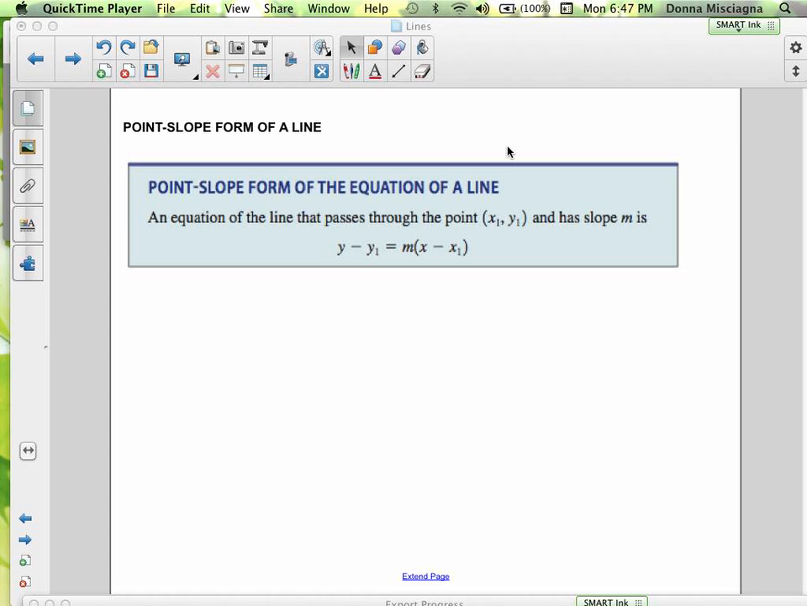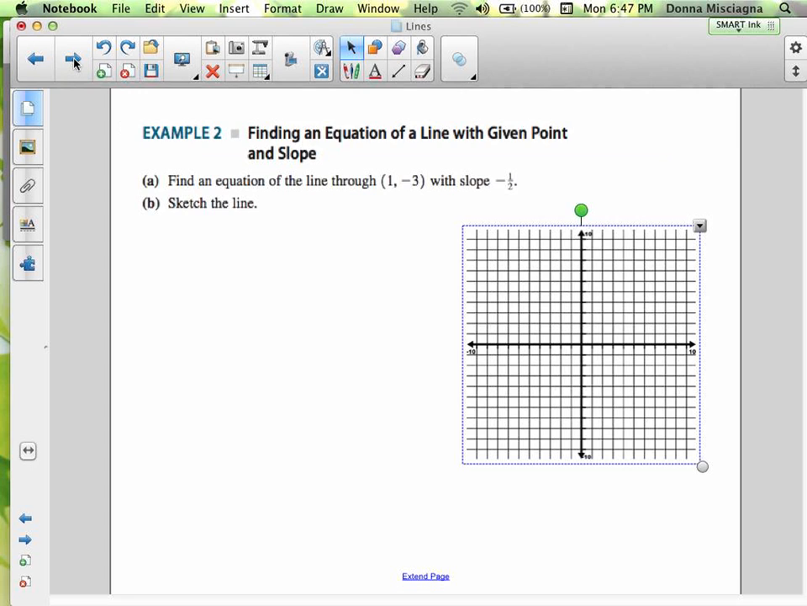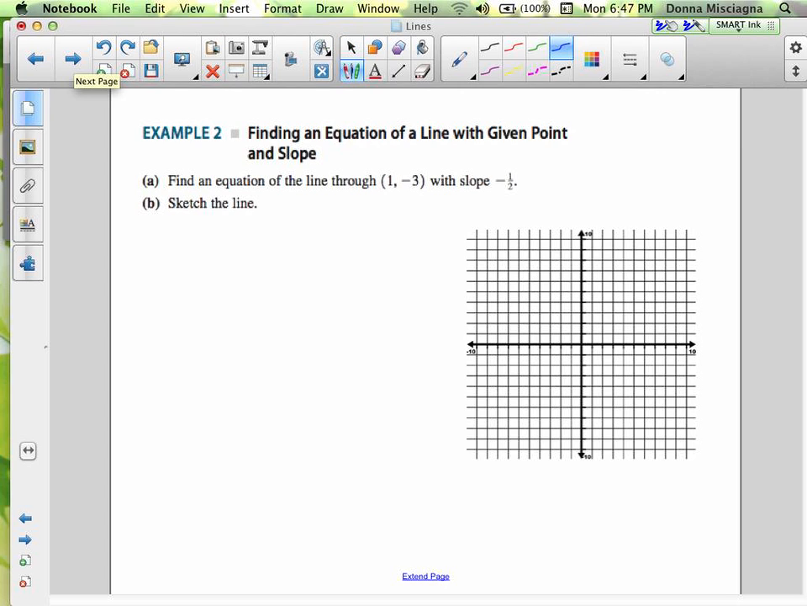Let's take a look at writing the equation of a line if we're given a point and the slope. And then we'll graph the line. Right? So we want to find the equation of a line through 1, negative 3 with a slope of negative 1/2. Right? So remember the format, and these are all in your notes. We have y minus y1 equals m times x minus x1.